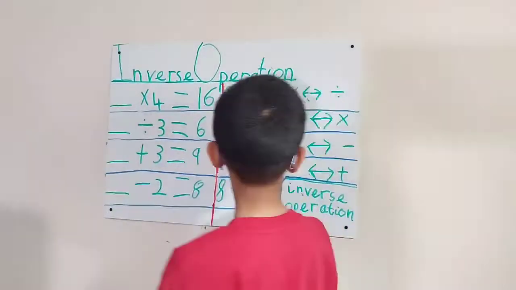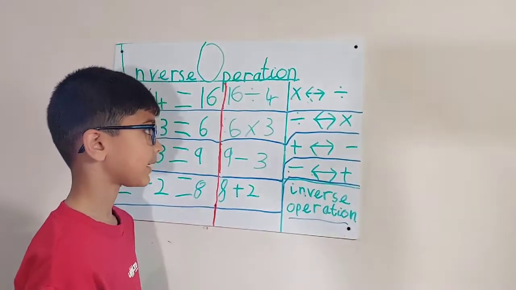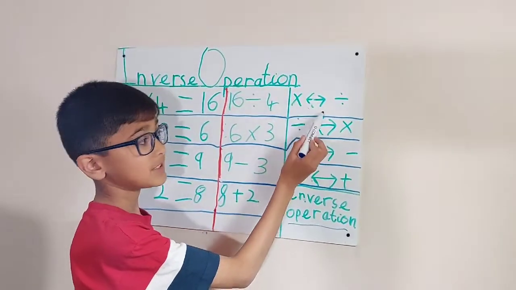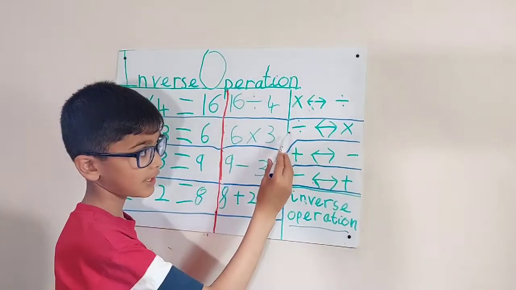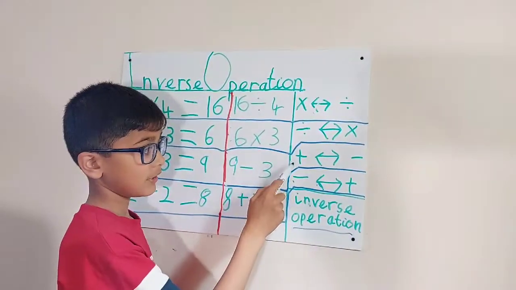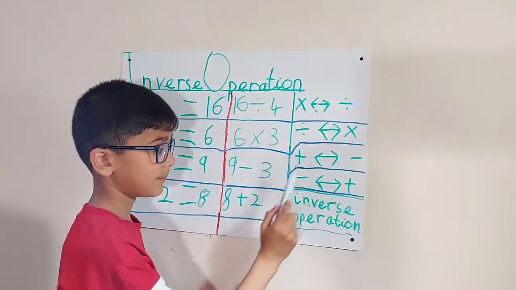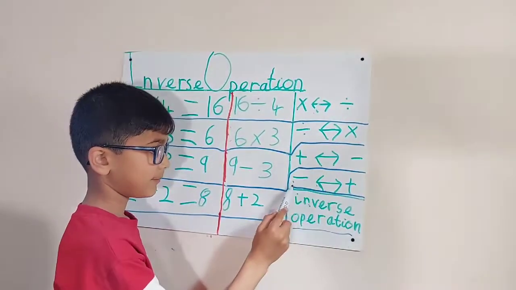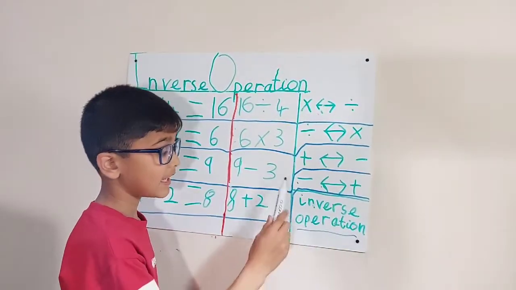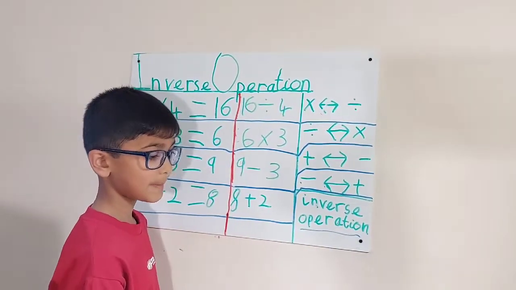So, this is inverse operation. If we're timesing, the inverse is dividing. If we're dividing, the inverse is timesing. If we're adding, the inverse is subtracting. If we're subtracting, the inverse will be adding. So that is inverse operation.